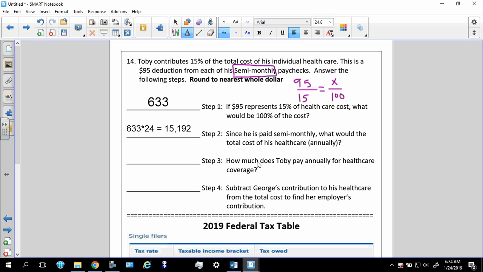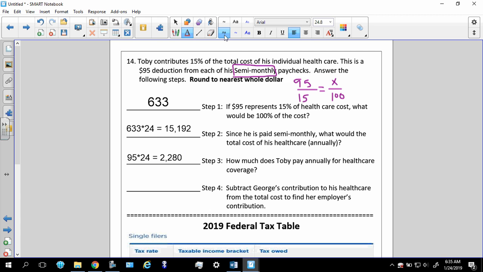15,192. Now it says, how much does Toby actually pay for his health care? Well, he pays $95. He pays $95 every semi-monthly. So I'm going to times that by 24. And when I do that, I get 2,280 bucks. So again, wrap your brain around this.